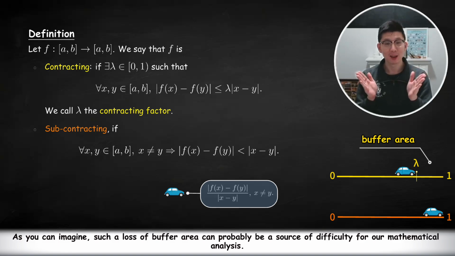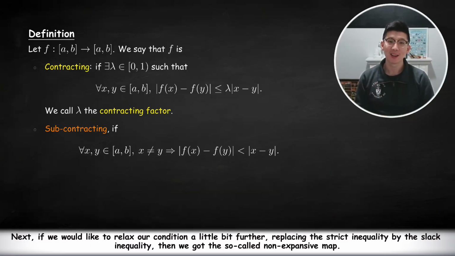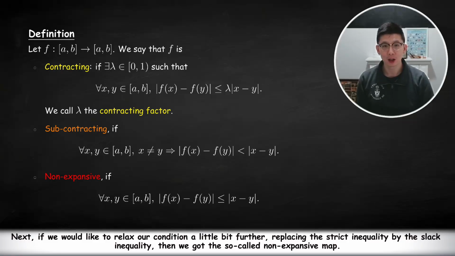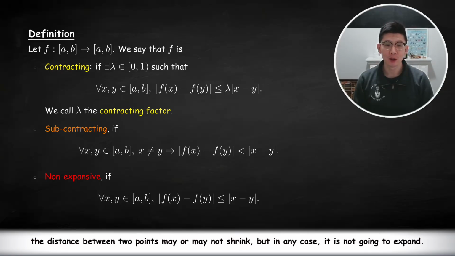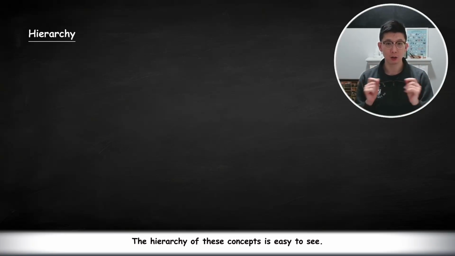As you can imagine, such a loss of buffer area can probably be a source of difficulty for our mathematical analysis. Next, if we would like to relax our condition a little bit further, replacing the strict inequality by the slack inequality, then we get the so-called non-expansive map. Under such a function, the distance between the images of 2 points is less than or equal to the distance between the original points. The distance between 2 points may or may not shrink, but in any case, it is not going to expand.